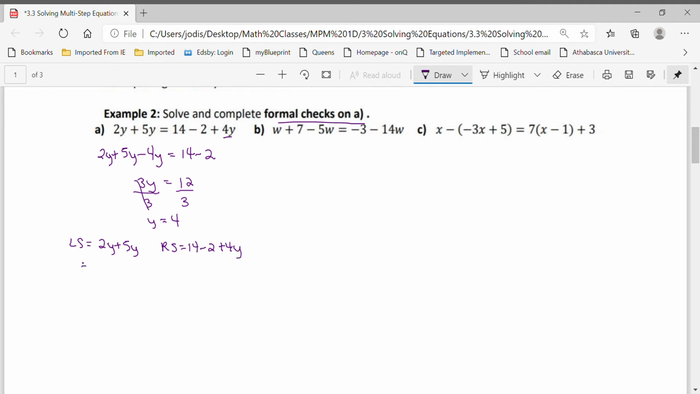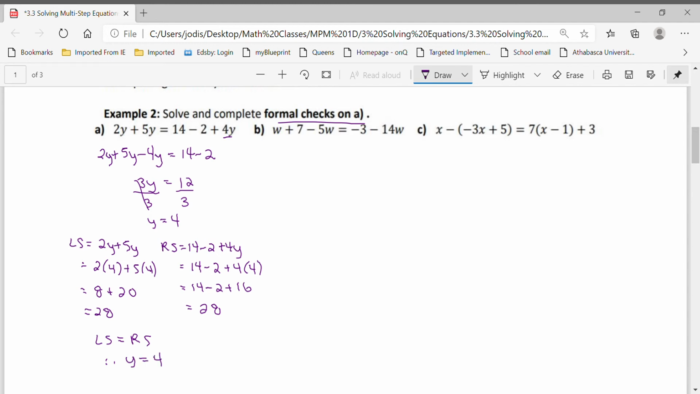So let's do my left side first. So 2 times 4 plus 5 times 4. 8 plus 20 is 28. And now we can try the right side. So 14 minus 2 plus 4 times 4. So 14 minus 2 plus 16. 14 minus 2 is 12, plus 16 is 28. So left side equals right side. Therefore, oops, not x, this is y. Y equals 4.